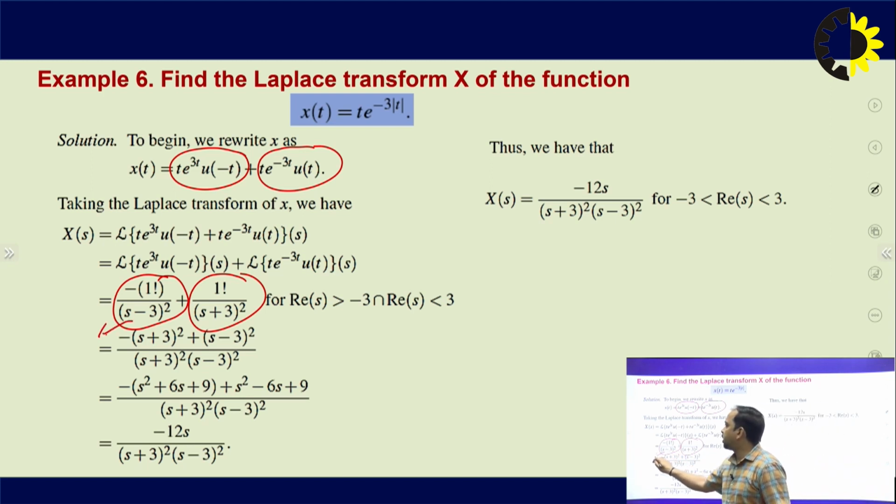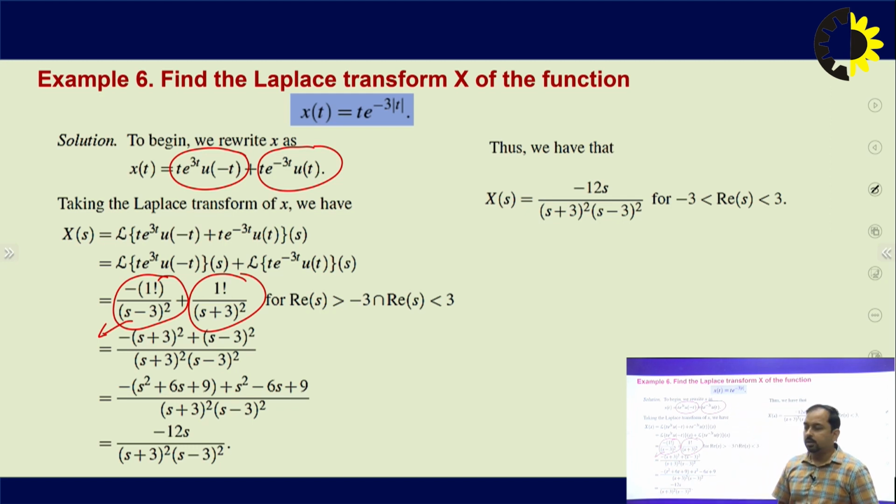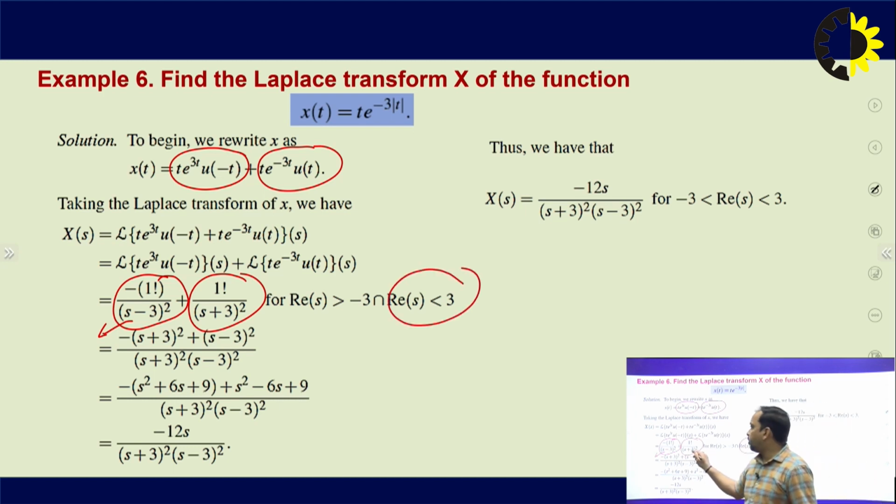So this part corresponds to the left-sided signal. So definitely the real part of s is less than 3, whereas this part corresponds to a right-sided signal. So definitely the ROC has to be right-sided, so real part of s greater than minus 3.